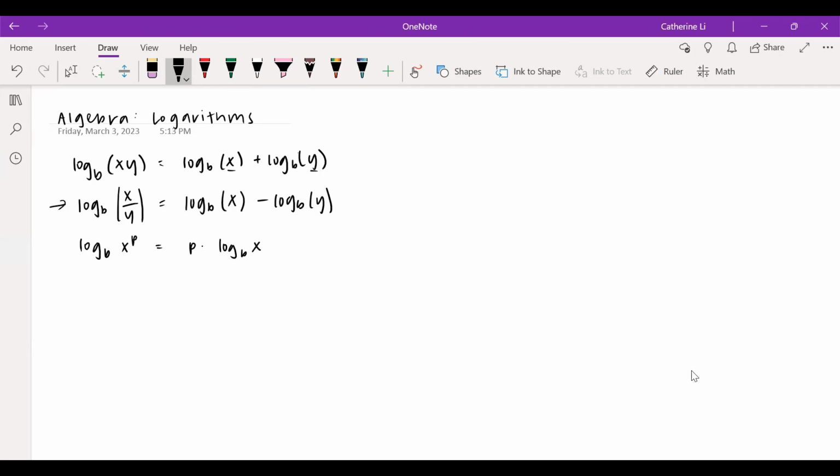And then we also have change of base. So if we have log base b of some number x, we can also express that as log x over log b, where these two logarithms are in any base that we want. They just have to be the same. Okay, so this was probably review for some of you, but those are pretty much all of the rules or things that you need to know about logarithms before being able to solve these problems.